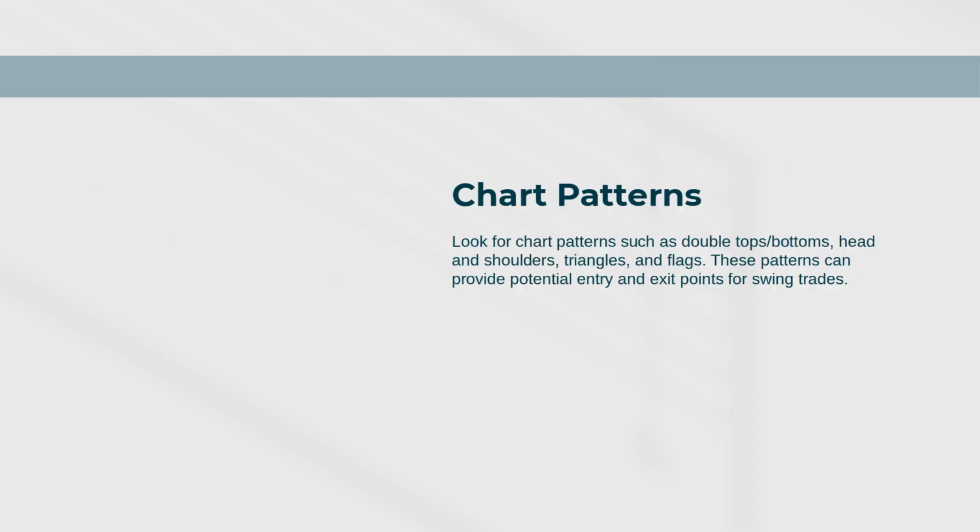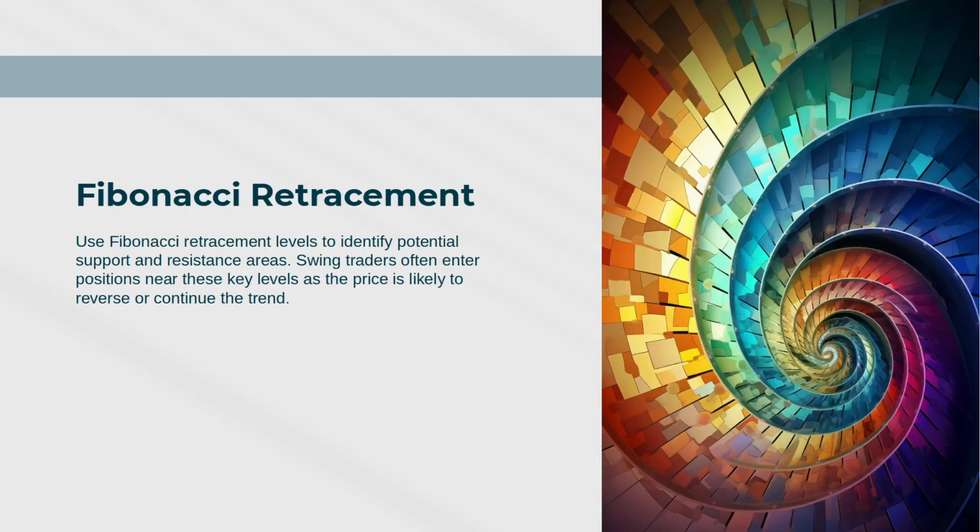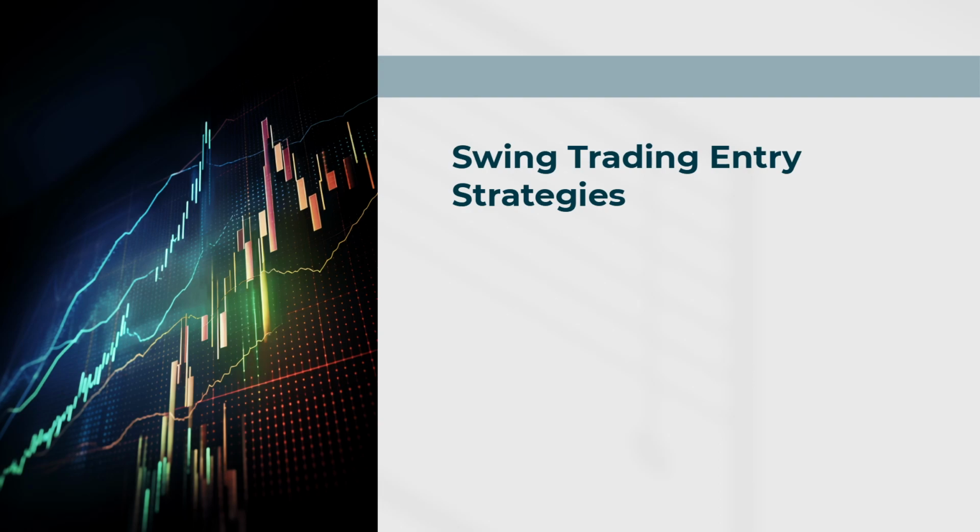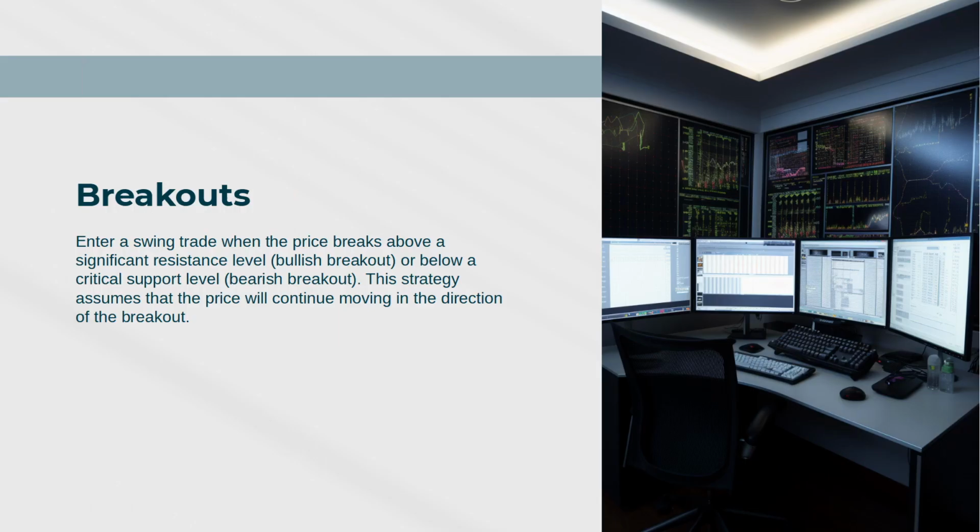Chart patterns. Look for chart patterns such as double tops and bottoms, head and shoulders, triangles, and flags. These patterns can provide potential entry and exit points for swing trades. Fibonacci retracement. Use Fibonacci retracement levels to identify potential support and resistance areas. Swing traders often enter positions near these key levels as the price is likely to reverse or continue the trend.